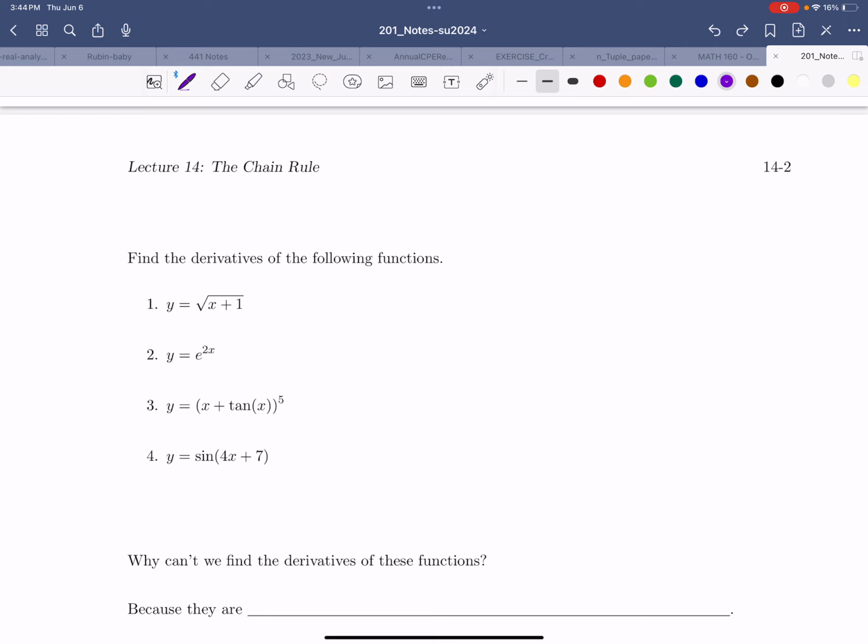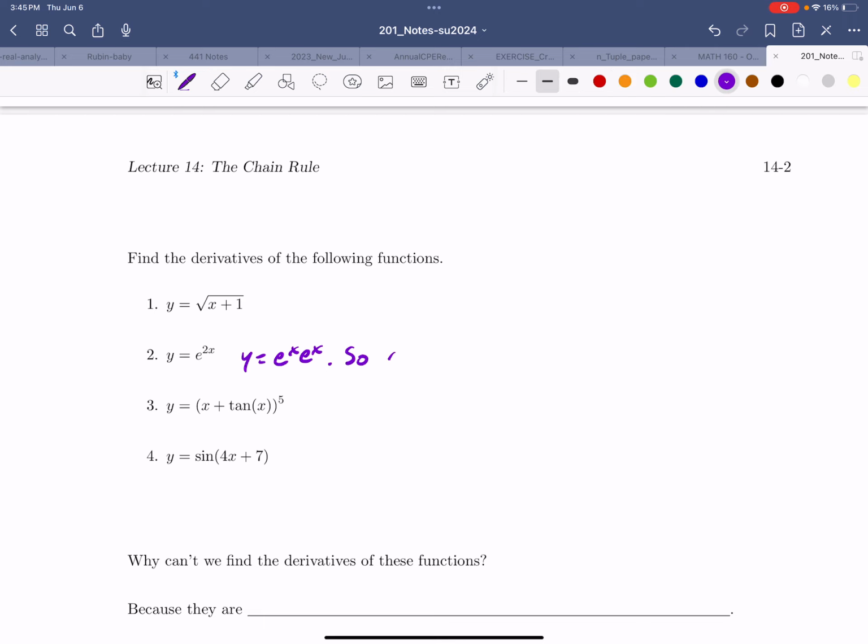What about number 2? Well, we know the derivative of e to the x. You might guess that the derivative of e to the 2x is e to the 2x. You're not quite right, but you're close. Turns out y equals e to the x times e to the x, so we actually can do this using the product rule.